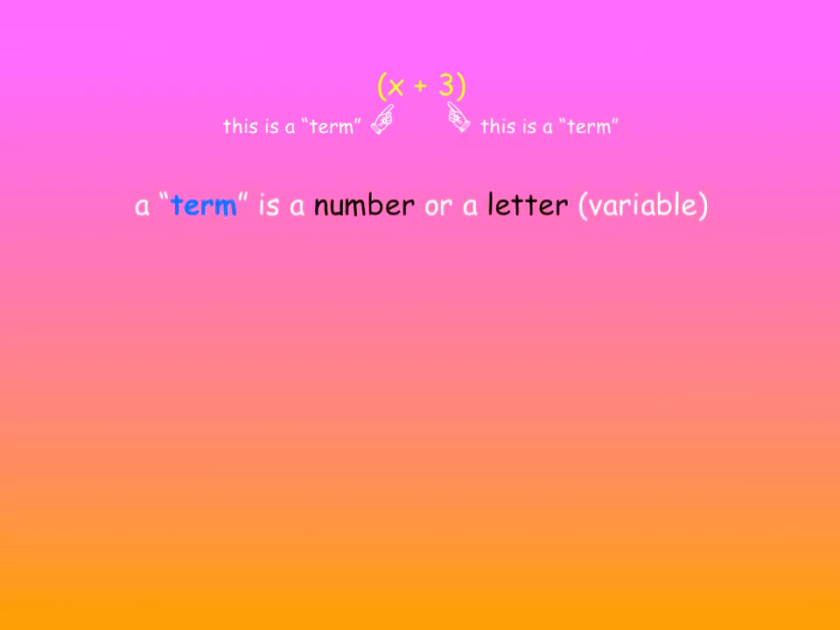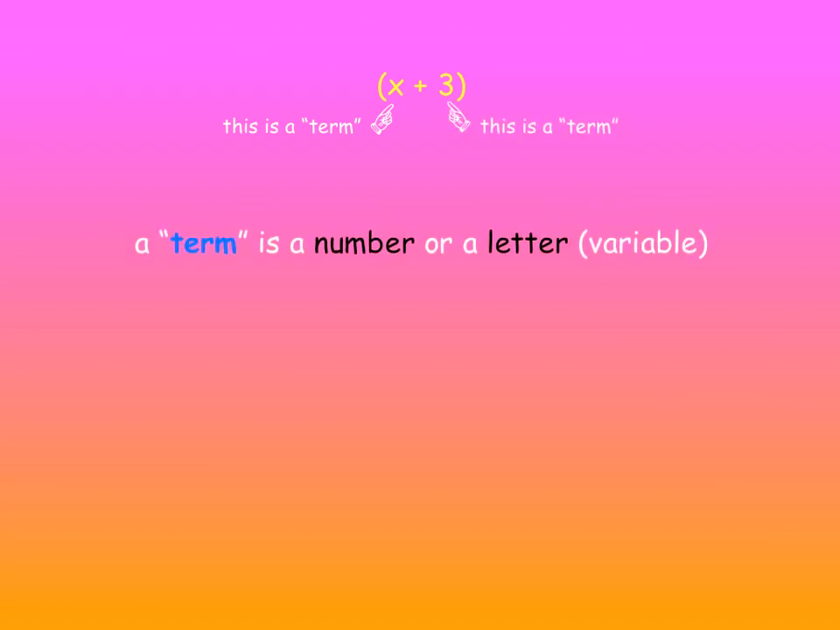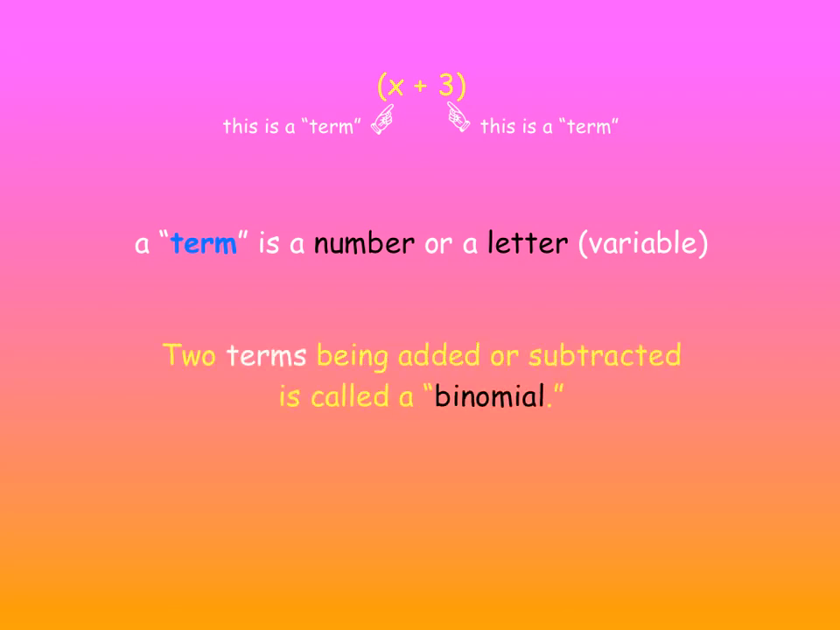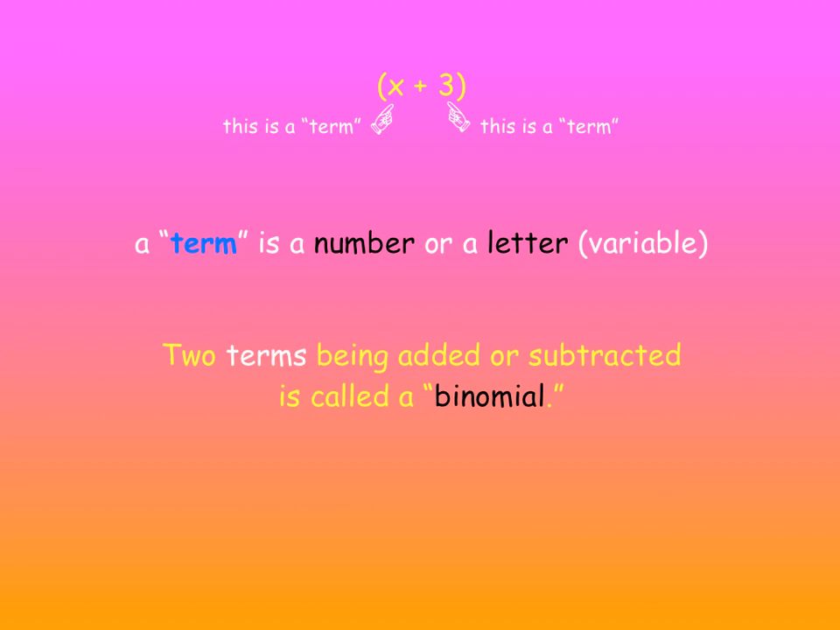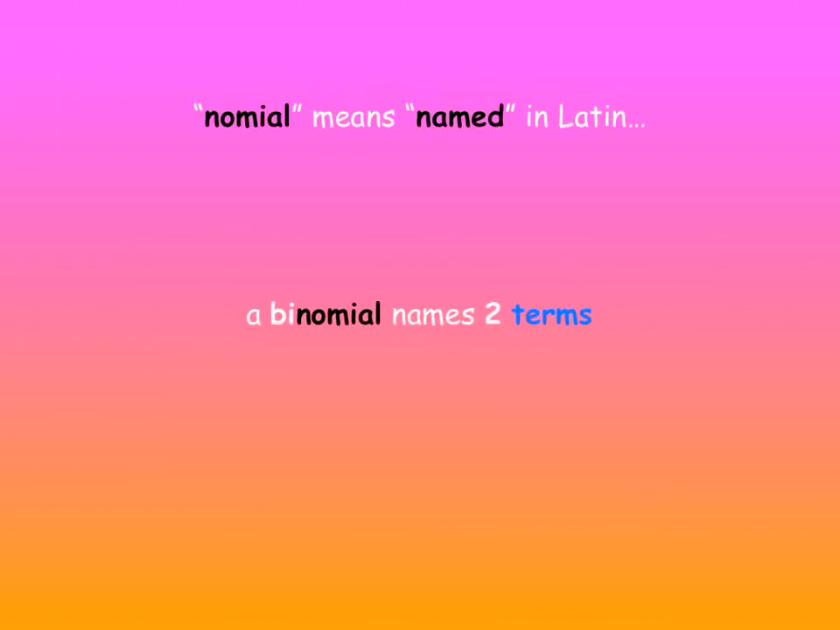This is a term, x. This is also a term, 3. A term is a number or a letter, in other words, a variable. Two terms being added or subtracted is called a binomial. There were some binomials. Nomial means named in Latin, and a binomial names two terms.